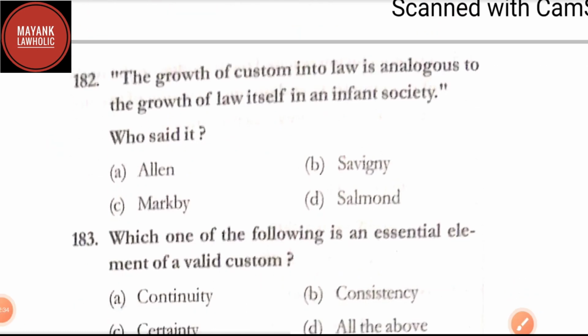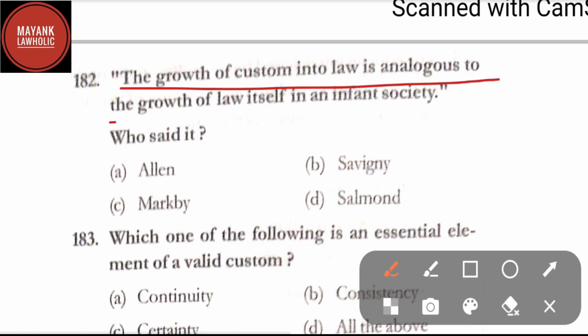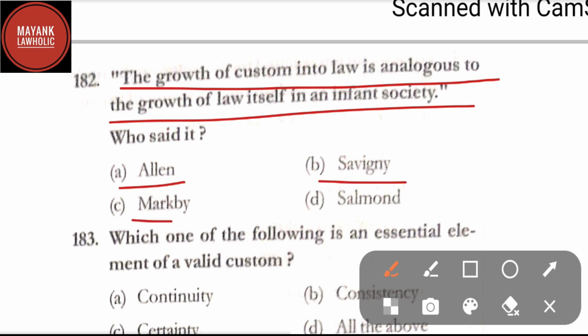Question number 182. The growth of custom into law is analogous to the growth of law itself in an infant society. Who said it? Allen, Savigny, Magby, Selman. Here in question number 182, correct answer is option B, that is Savigny.